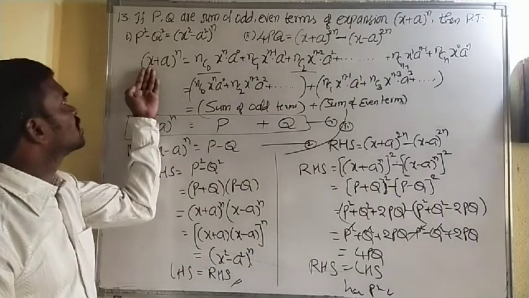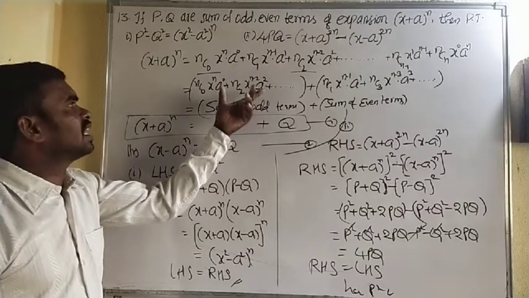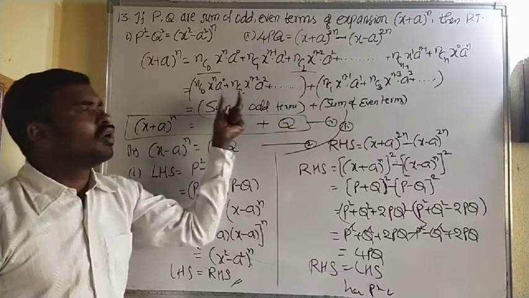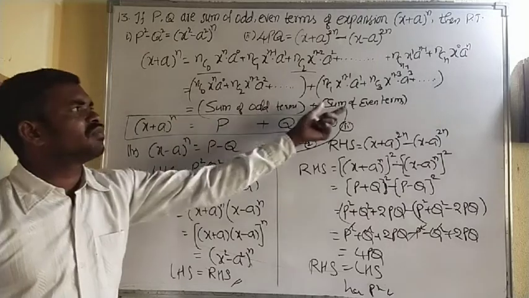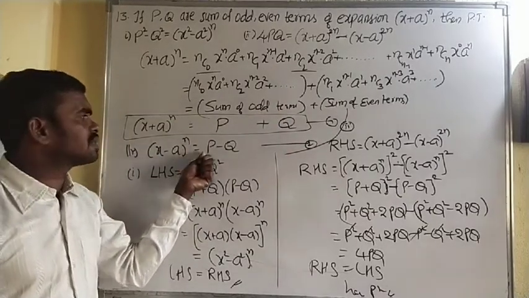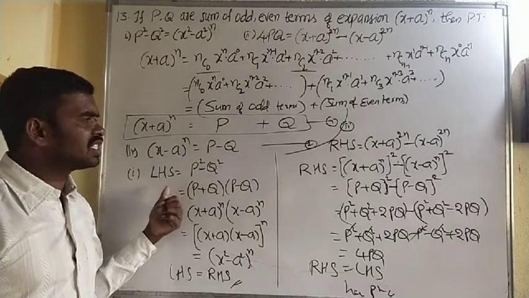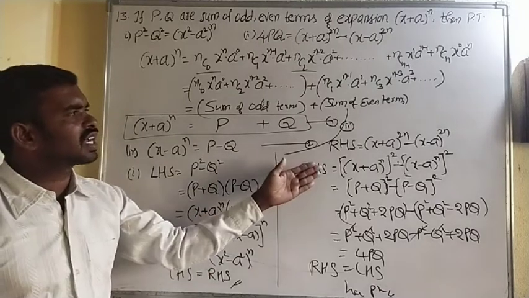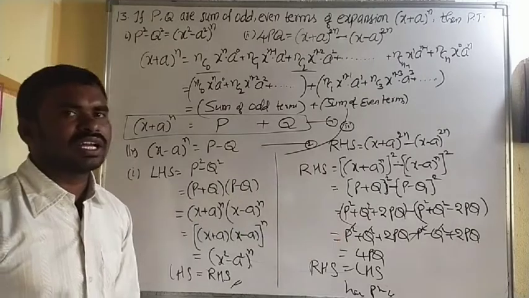Just write the expansion of (x plus a) whole power n, and write what are the odd terms, what are the even terms. Sum of odd terms taken as p, sum of even terms taken as q. Similarly, (x minus a) whole power n can be written as p minus q. So take the first one LHS and simplify, we get the answer. Take the second one, take RHS and simplify, we get the answer.